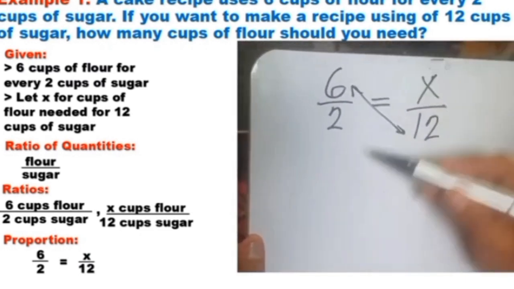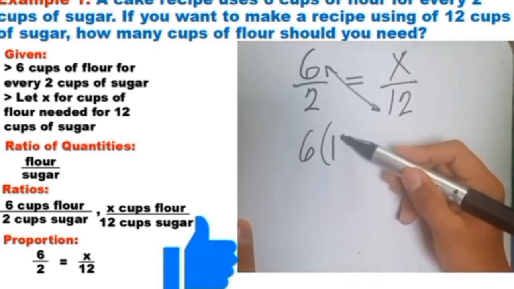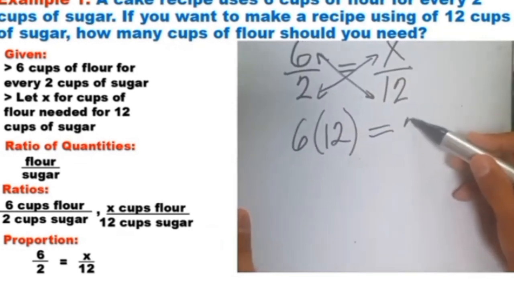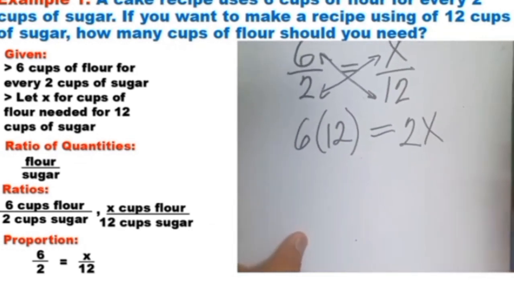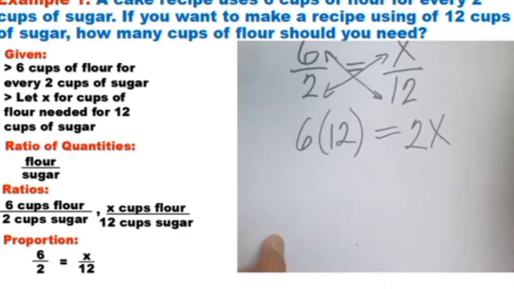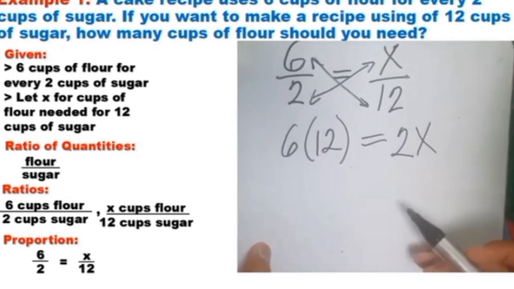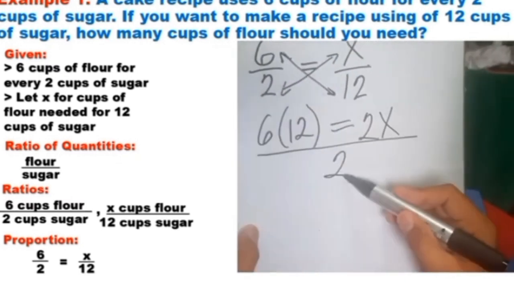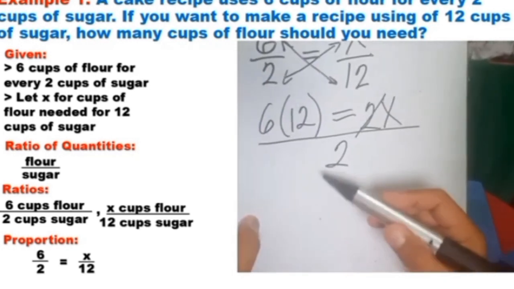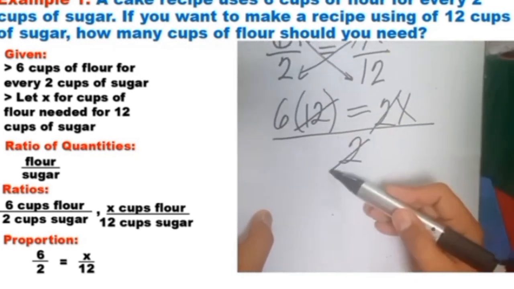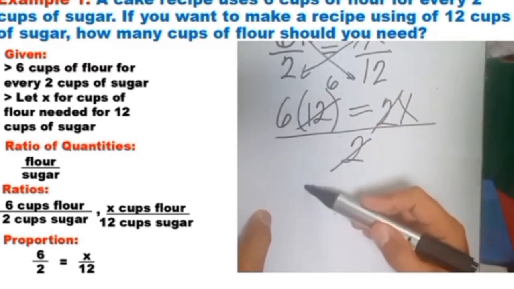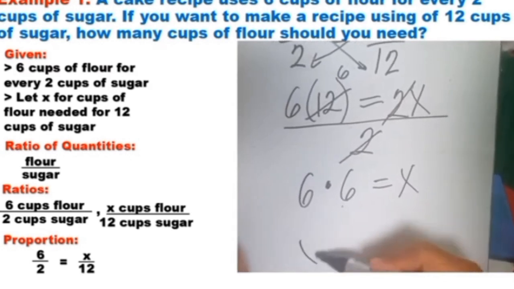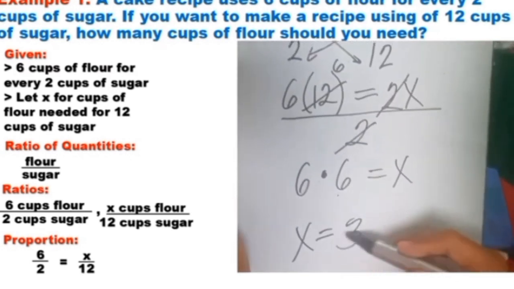multiply them. So 6 times 12 equals 2 times X. And just because mathematics goes from bigger to lower, we will not multiply 12. Instead, we will divide both sides by 2 to cancel. Cancel also 12 and 2. We have 6. So 6 times 6 equals X. Our X therefore equals 36.